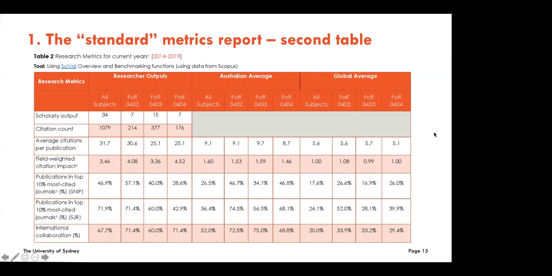This is a benchmarking of the person, so under researcher outputs, comparing them to Australia and then comparing them to the world. And you can see here, if we look at the field weighted citation impact figures, that they're doing substantially better than Australia and global researchers in the same subject area.